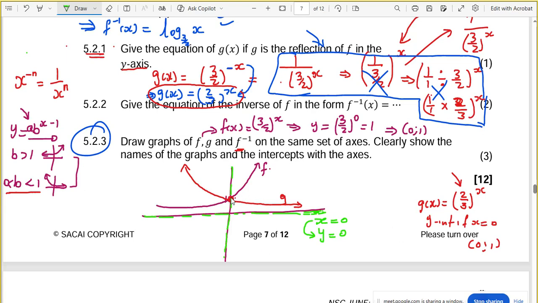Then you see this point here. This point is (0, 1). So for the inverse, if you have (0, 1), to draw the inverse, you interchange the 0 and the 1. Your x becomes your y and your y becomes your x, meaning that this will be (1, 0). And this is somewhere here. (1, 0) is somewhere here. Therefore, your graph will look like this. It must not touch x equal to 0. Then this will be the graph of the f inverse.